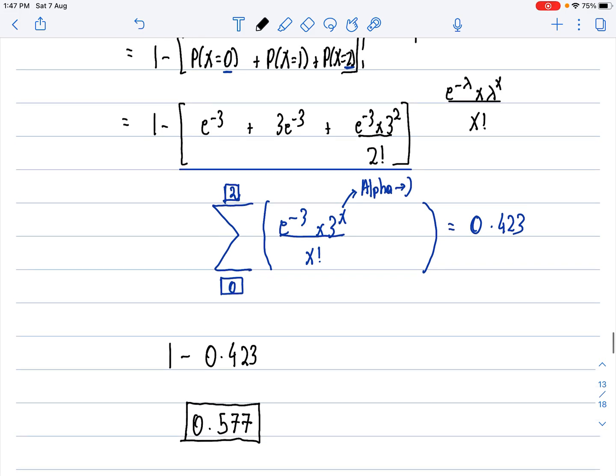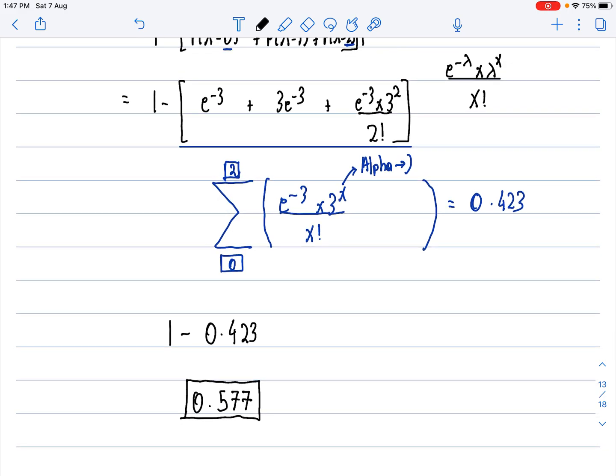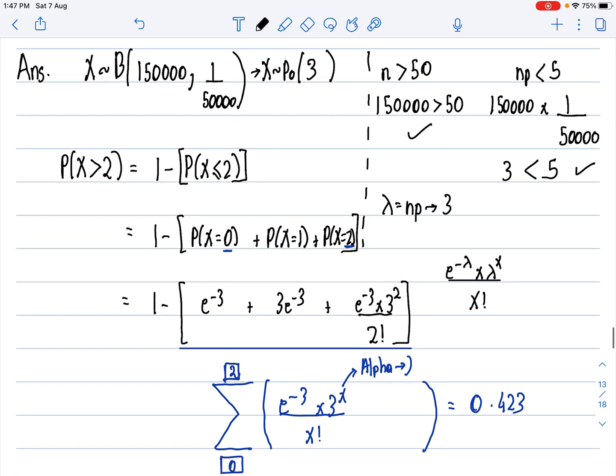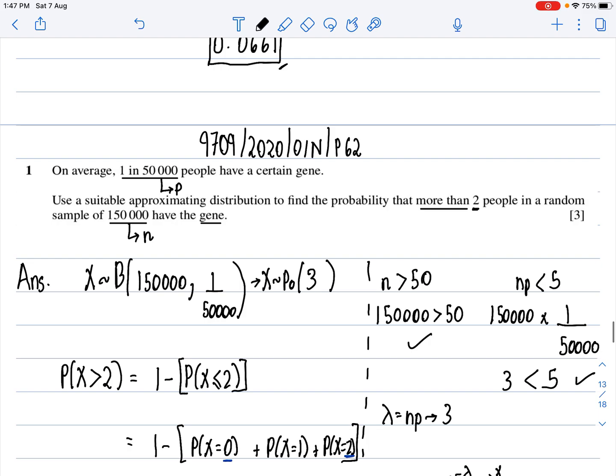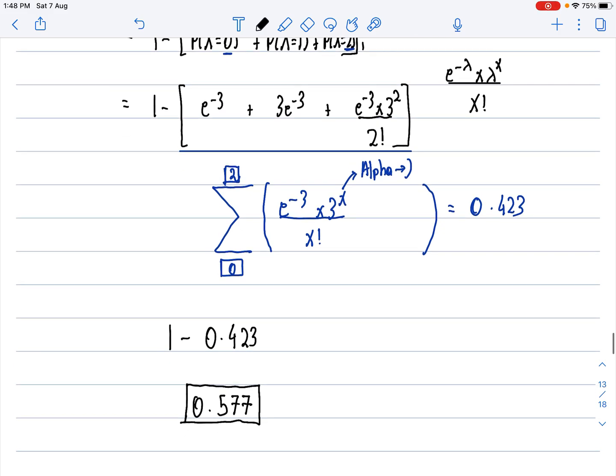So this was the concept of the approximation, converting from binomial to Poisson. The most important thing is understanding the conditions here. These two conditions always have to be satisfied. Now we'll do the conversion from Poisson distribution to normal distribution, which is a very important concept, in the next video.